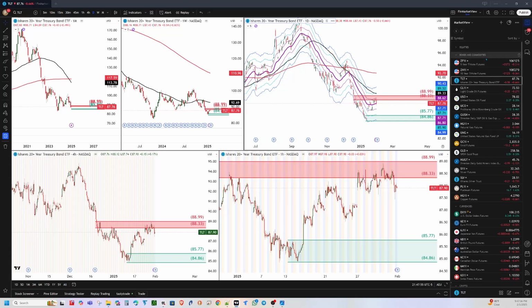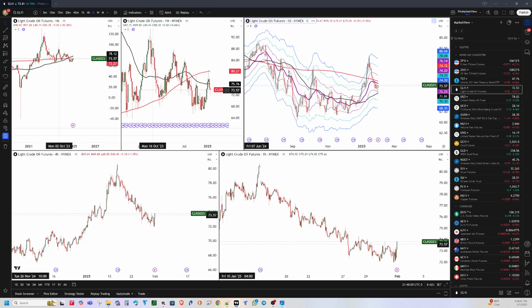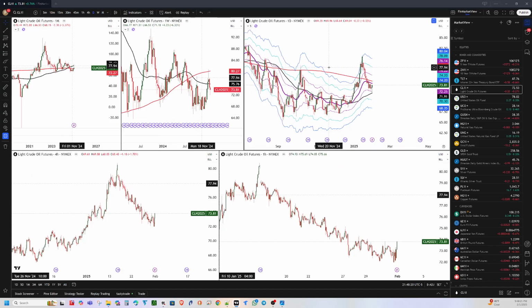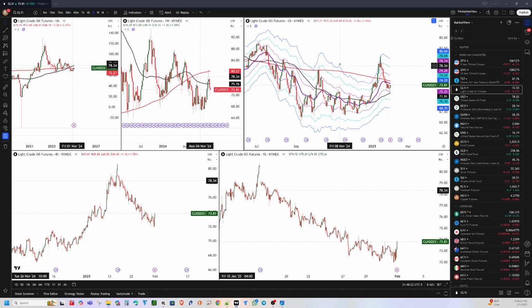Let's move on to commodities. Let's look at the crude oil futures. So crude oil on the monthly is range bound between $94 a barrel all the way down to $62 a barrel. Similarly, we have a weekly sideways market from 65 to 80, and on the daily we have 80 to somewhere in the support area of 67.